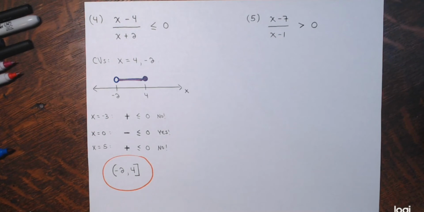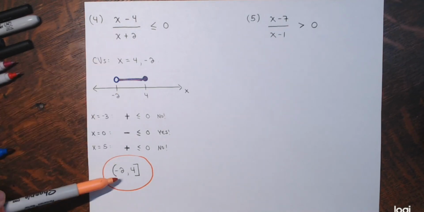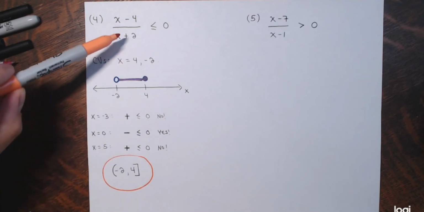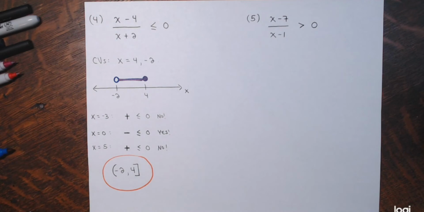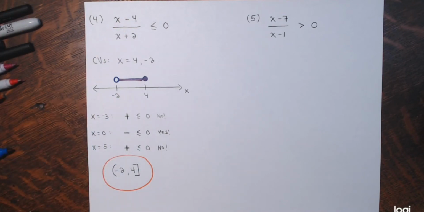And I leave it to you to test. Go ahead and replace x with any number between -2 and 4, or 4 itself, and that inequality should be a true statement. And any number that's not in this set should make it false. Great.